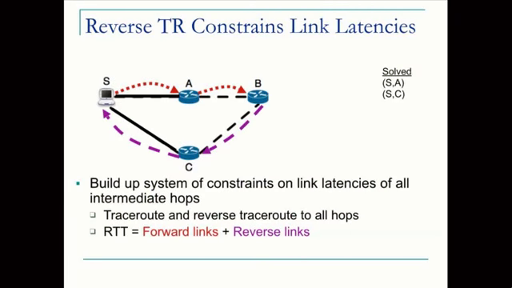So we've been able to solve these two because they're symmetric. But you can actually do better than that. You can throw in constraints from measurements to other destinations or from other sources and build up a system of constraints that says that the round trip time for any particular path has to equal the latency of the forward links plus the latency of the reverse links. And if you issue enough measurements, you can get enough constraints in the system to solve it.